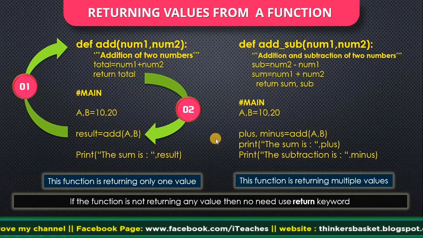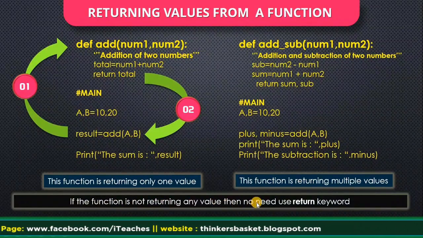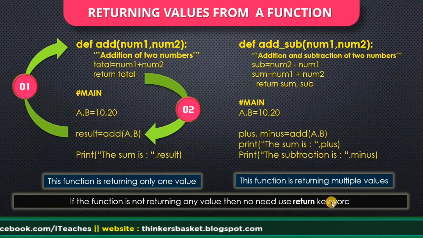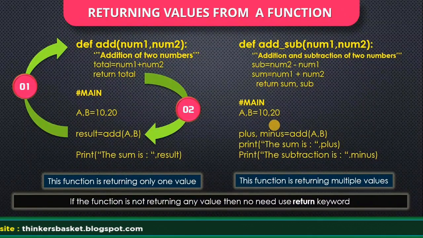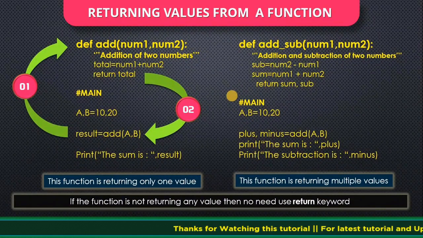Now one important thing to understand: if the function is not returning any values, then there is no need to use the return keyword. This I already told you earlier in the previous section also. You have seen that if you don't need a function to return a value to its caller, in that case you can stop it over there. No need to write any return. Rather you can write a print statement over there. It is totally up to you how you arrange it.